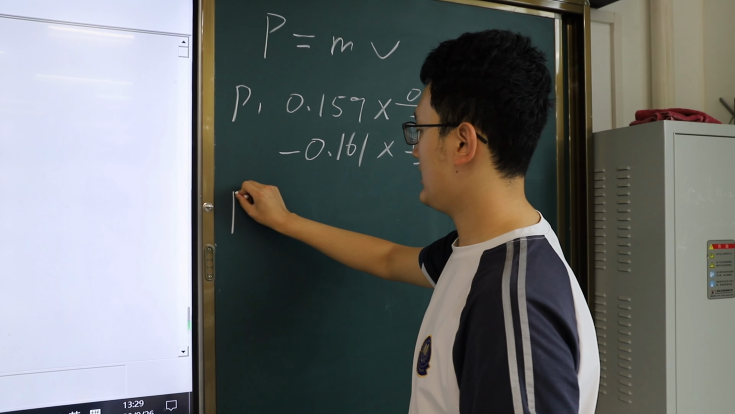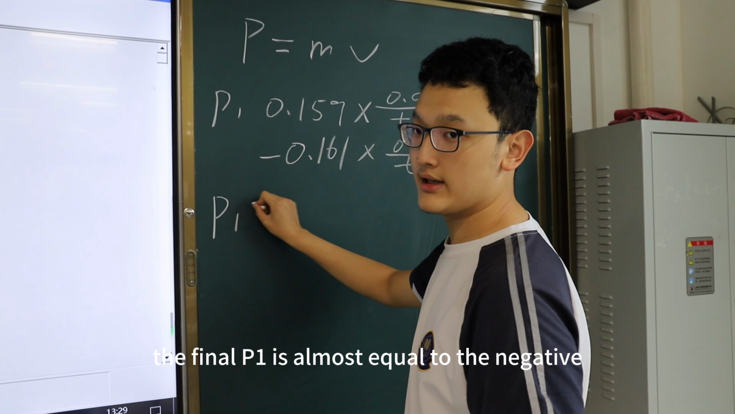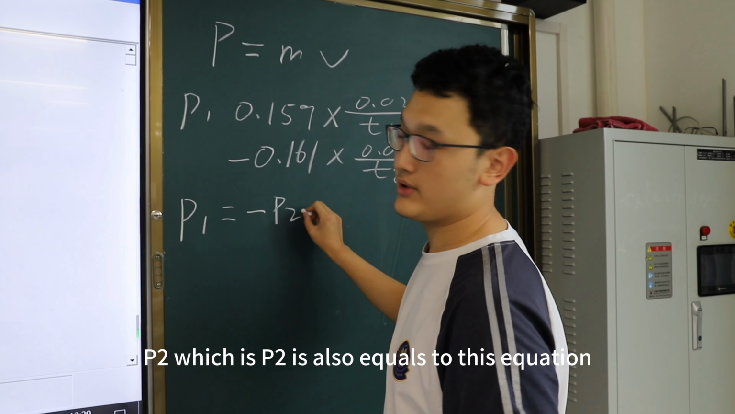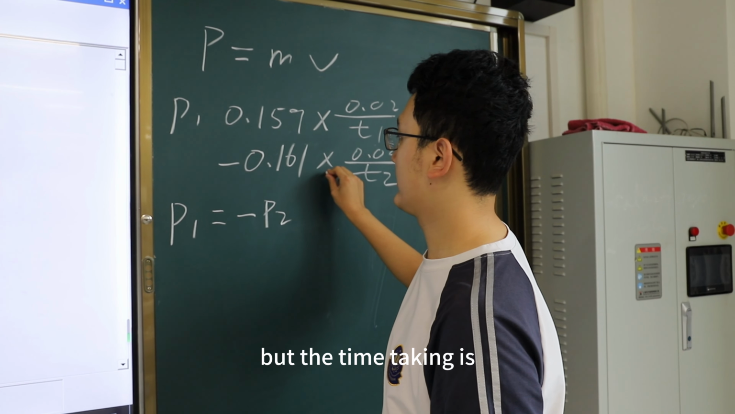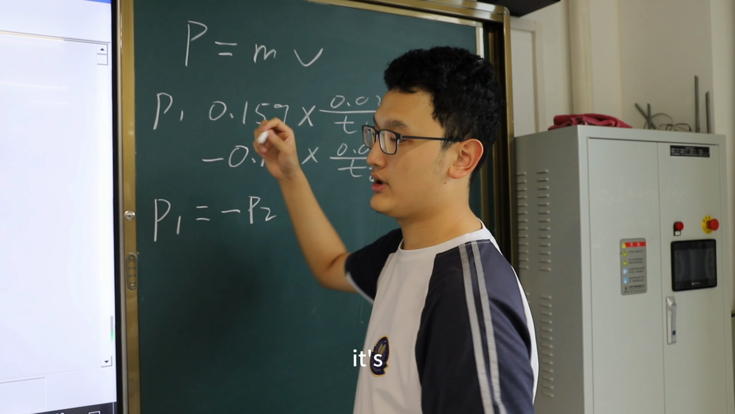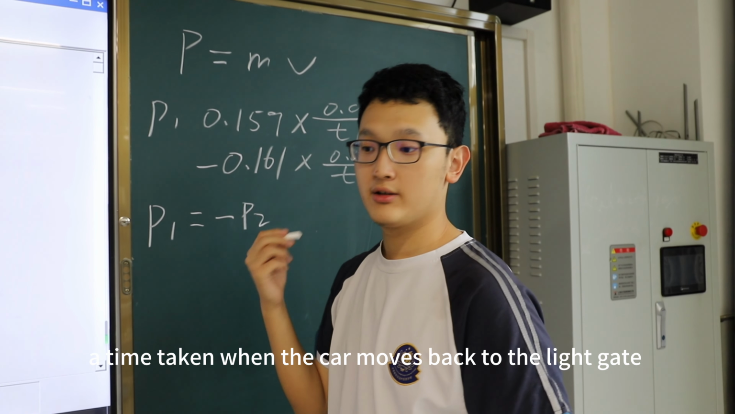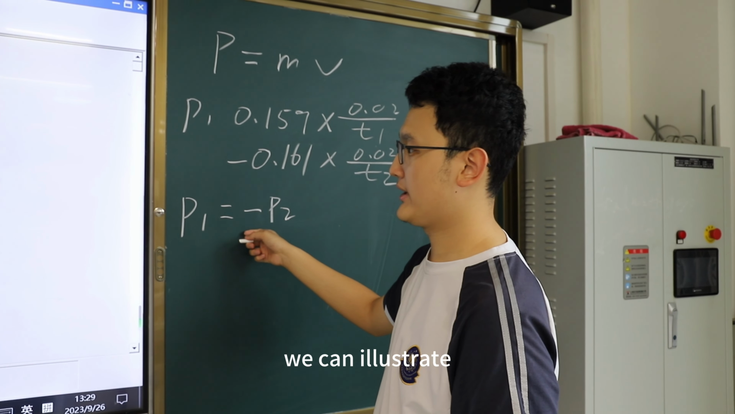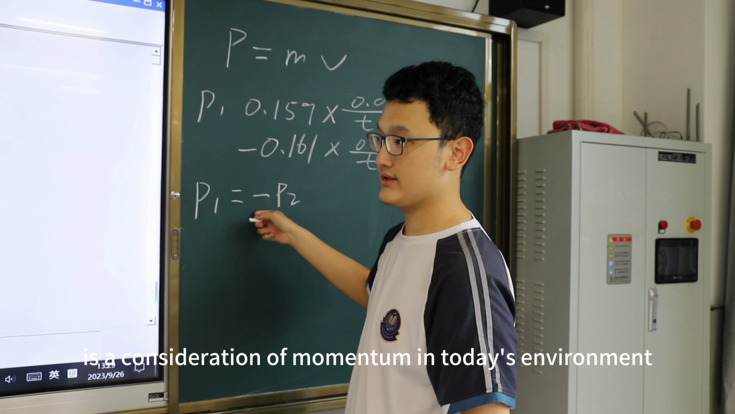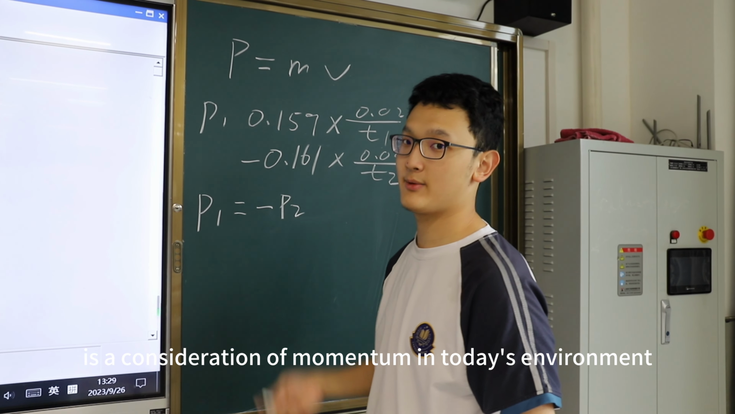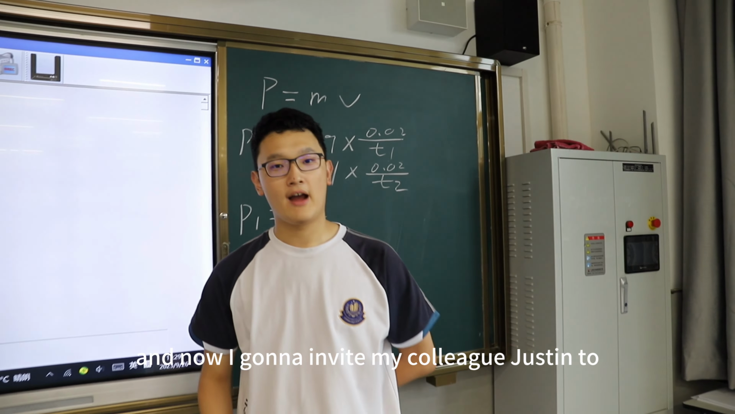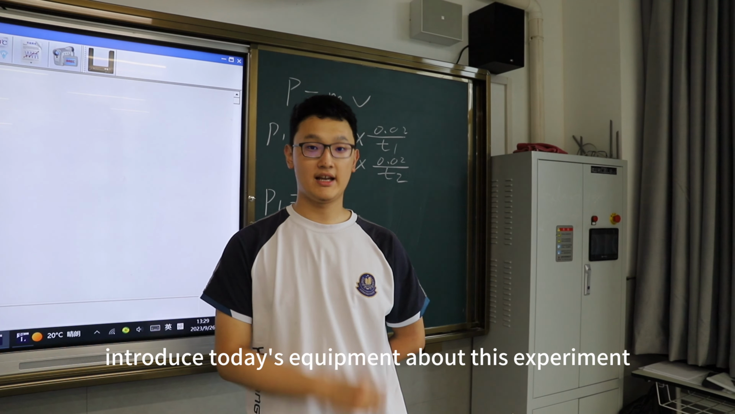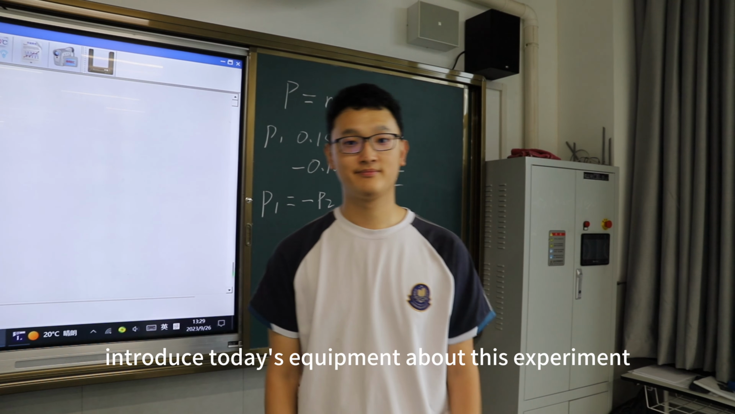And if the final P1 is almost equal to the negative of P2, where P2 also follows this equation but the time taken is different because it's the time taken when the car moves back through the light gate, then we can show there is conservation of momentum in today's experiment. Now I'm going to invite my colleague Justin to introduce today's equipment for this experiment.